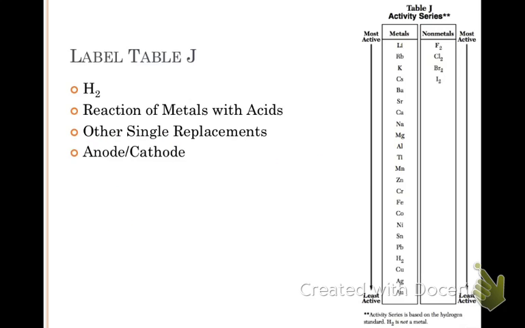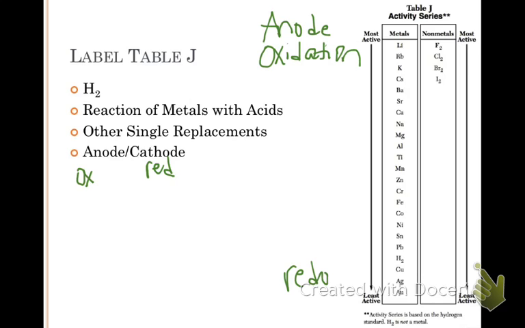The nice thing and the cool thing about this when it comes to electrochemistry is that we can also use table J to figure out what the anode is versus the cathode. So we know that the anode undergoes oxidation, the cathode undergoes reduction. So towards the top of the table, this is where the anode is. That's where oxidation occurs. The bottom of the table is where reduction is, and that's at the cathode.